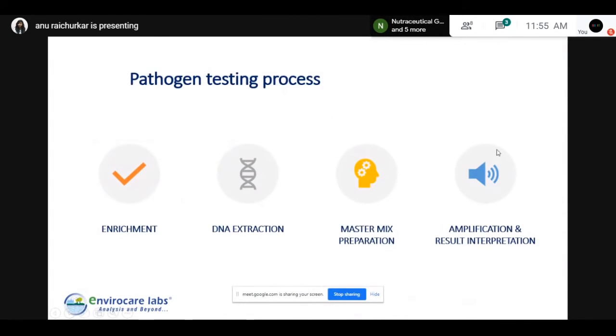So the process flow here is that the first thing we do is, when you receive the food product, the first step for any pathogen screening is we need to enrich the product. The DNA that you are going to extract from the food sample will be very small. So if at all it has even one colony, in order to detect that, we need to give it sufficient time to grow so that we have a sufficient amount of DNA to proceed with the PCR reaction. So the first step is enrichment, wherein we allow the microorganism to grow. Then we extract the DNA. Then, as per the typical RT-PCR reaction, a master mix is prepared based on the kits and the specific primers, and then the DNA is amplified and result interpretation is done.